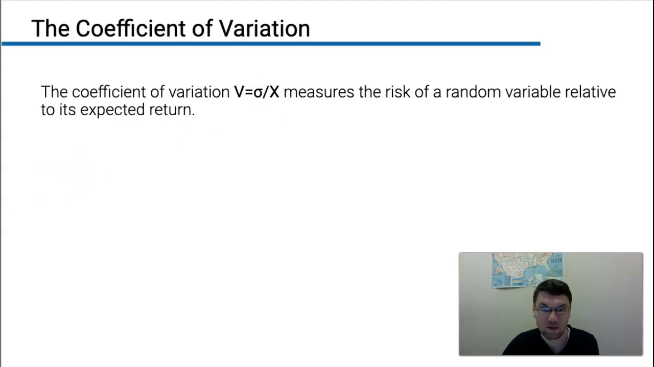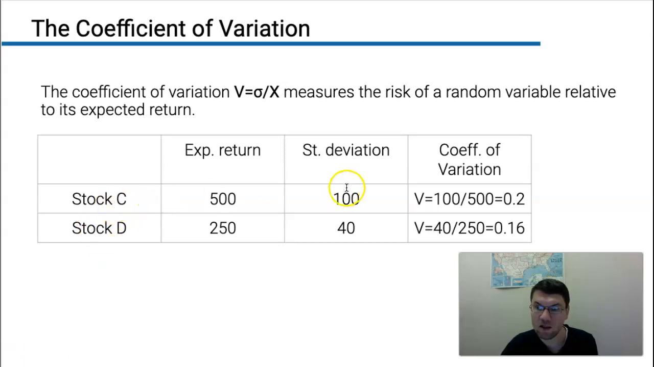Let's calculate the coefficient of variation for the two stocks in the previous example. Stock C, coefficient of variation: standard deviation is 100, expected return is 500, so the ratio is 100 over 500, or just 0.2. For stock D, the standard deviation is 40, the expected return is 250, so the ratio is 40 divided by 250, 0.16. What can we see from this comparison? First of all, the coefficient of variation is smaller for stock D. That makes stock D relatively less risky compared to stock C.